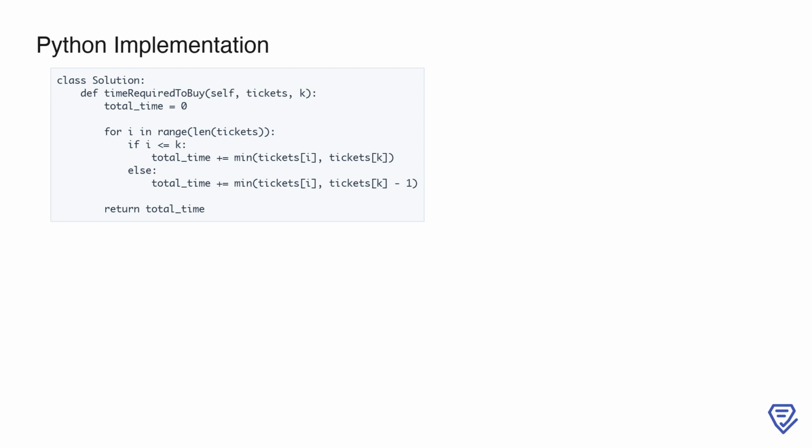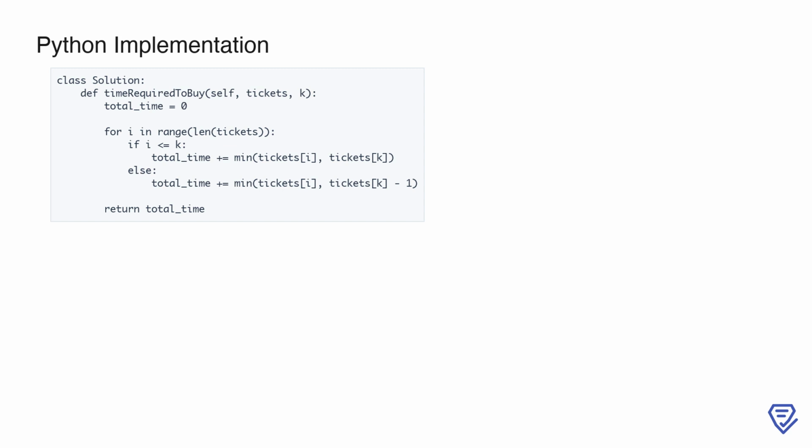The variable total_time is initialized to 0 since we need to accumulate the total time as we iterate through the list. We then loop through each person in the tickets list using a for loop. For each person, we determine how many tickets they will buy before the kth person finishes. If the current person's index i is less than or equal to k, they are involved in the round-robin process during the kth person's turn, so we add the lesser of their total tickets or the tickets required by the kth person. If the index i is greater than k, they only contribute to the process until the kth person finishes, so we add the lesser of their tickets or tickets[k] - 1.